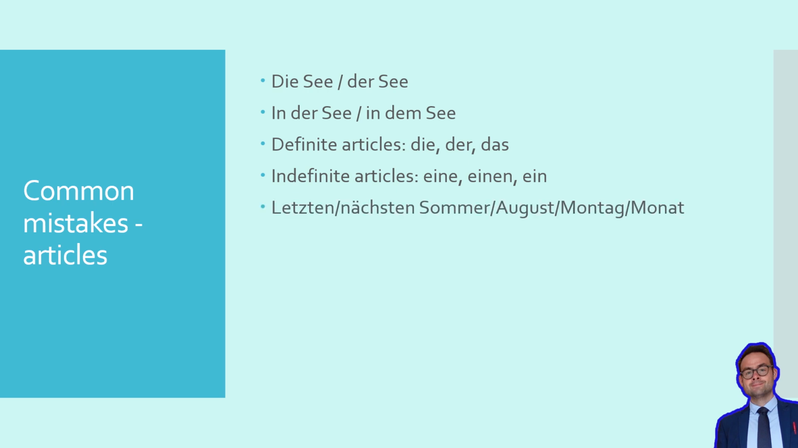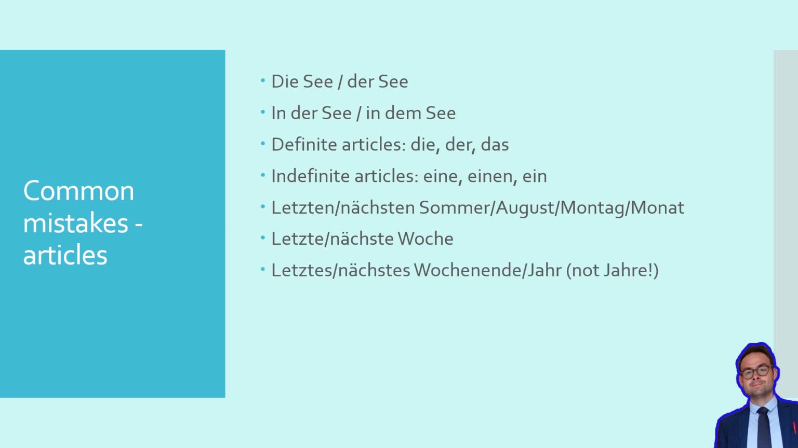Also talking about time phrases, so letzten Sommer, last summer. If it's a season, a month, a day of the week, it's always going to be letzten or nächsten for next. Letzte Woche or nächste Woche, Woche ending in E, so that means letzte and nächste should also end in an E. But be careful, Wochenende, anything ending in ende is neuter. So letztes Wochenende or nächstes Wochenende. Same letztes Jahr, nächstes Jahr, but not Jahre. Adding an E is going to make that plural.